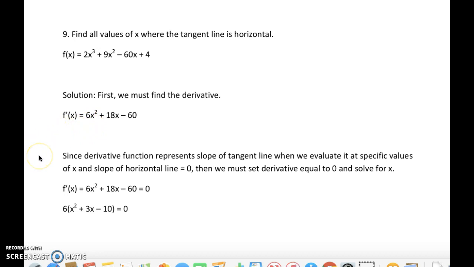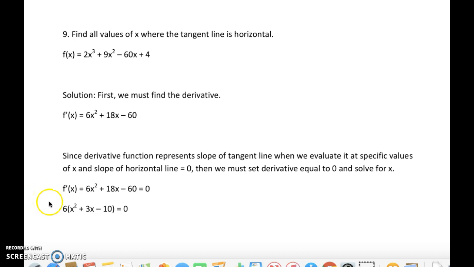Now, the derivative represents the slope of the tangent line, and so therefore we need to evaluate it at certain values. Now, we know the slope of a horizontal line is equal to 0. And so we want to take the derivative and set it equal to 0 and solve for x to find out what that particular value is.